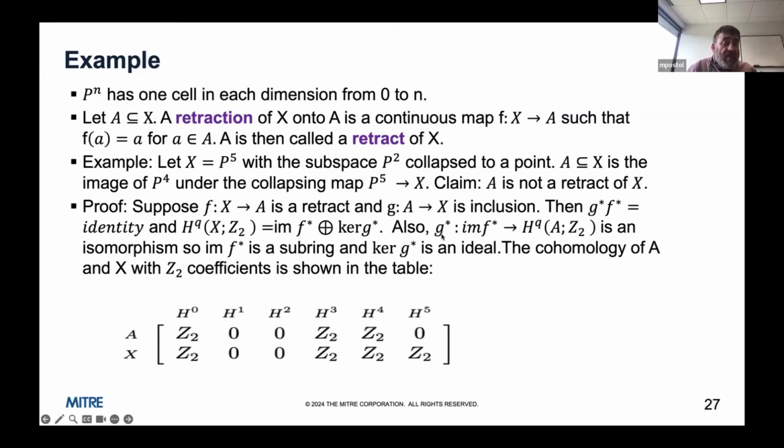All right, and also G star is actually an isomorphism going from the image of F star to HQ, basically because you got to get the identity when you're composing it with F. So that's got to be an isomorphism. So what happens is then the image of F star is a subring and the kernel of G star is an ideal. And the cohomology of A and X with Z2 coefficients, I'll just show those in the table. And these are Z2, so there's only going to be one class that's non-zero for all of these.